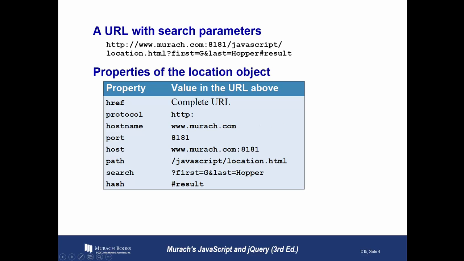Here's an example right here. We're using the hypertext transfer protocol, that's the http://. We're going out to the domain in the World Wide Web of Murachs.com. And I may be wrong, but this is probably a port number or server number or something. Underneath there, we're going to the JavaScript folder, and we're finding the location.html file. We are passing in as data probably a first initial of G and a last name of Hopper.